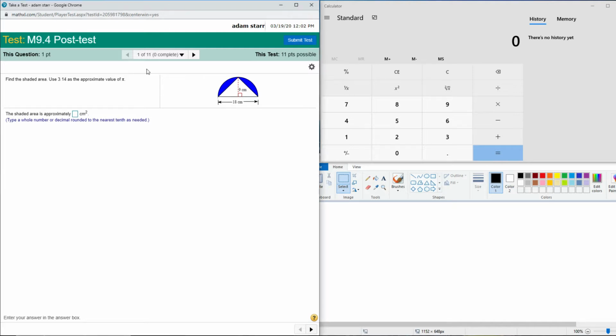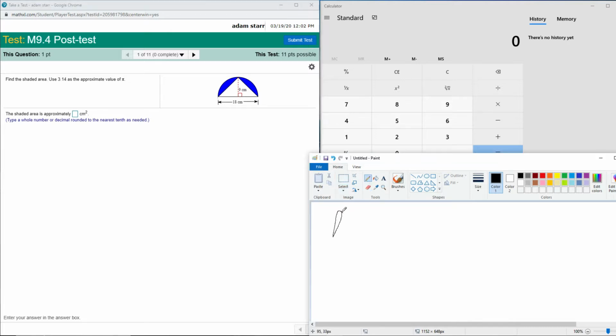So this first question says to find the shaded area and to use 3.14 as the approximate value of pi. One thing to note is that the shape that we have here is a semicircle. So what I'm going to do first is find the area of the total semicircle. Area of a circle is pi r squared, but that's a full circle. So to find the area of the semicircle, we're going to take this full circle and then divide it by 2.